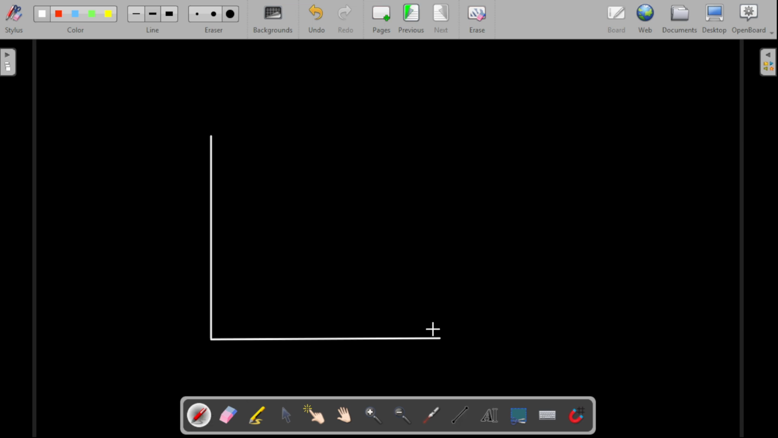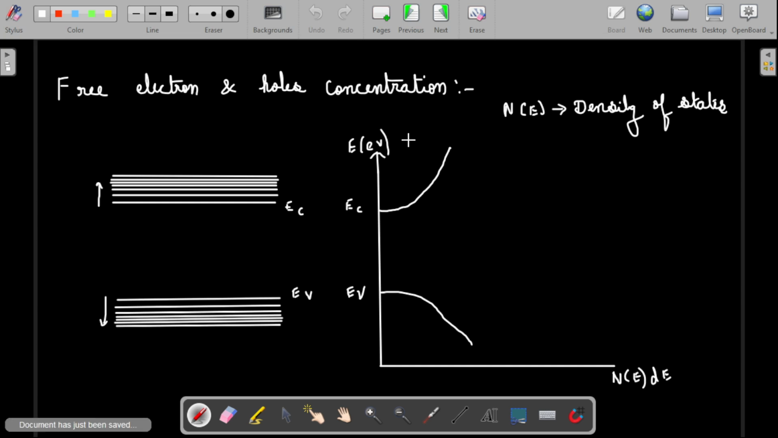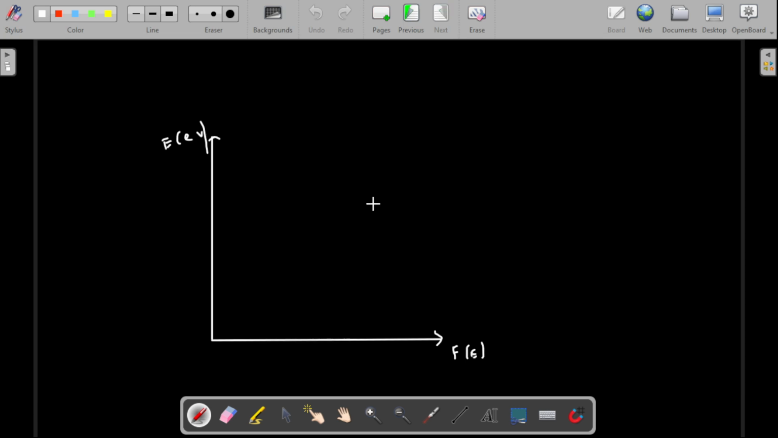Last class we saw this is the energy level. Let's take this as f of E, and this is the energy level. Why we are doing this is that in the density of states we have the y-axis as the energy level. So for that only we are doing this. If we plot it, this is the value 1, this is 1 by 2, and this is 0.